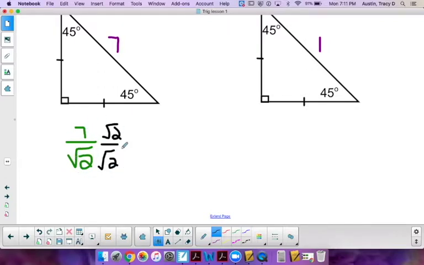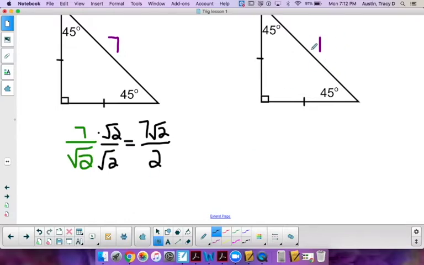So if I multiply both the top and the bottom by the square root of 2, then I get 7 root 2 on top, and that's okay. That's fine. Well, the square root of 2 times the square root of 2 is the square root of 4. And what is the square root of 4? It's 2. And that works because if you take a square root and you square it, you multiply it by itself, you just get the whole number that's inside. And that's how that answer needs to be written, as 7 times the square root of 2 all over 2.